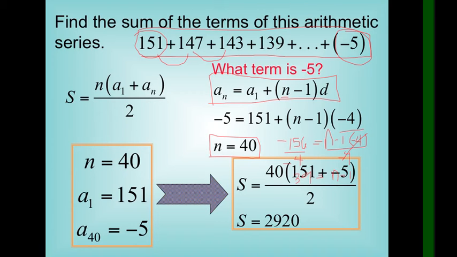And then, yung nakuha mo, i-divide mo siya ng 2. So, ang dapat mo makuha ay 2,920. Tama ba ang answer mo? Kung tama, ibig sabihin, kung pareho tayo ng answer, ibig sabihin, tama yung answer mo. Okay?